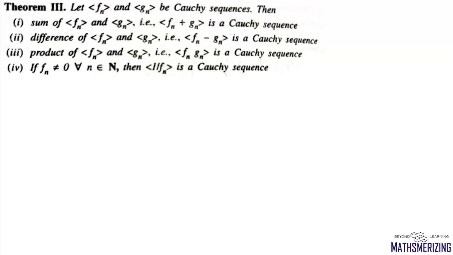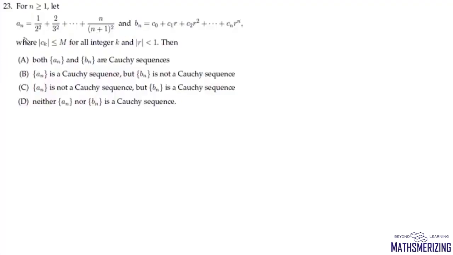Now there are some theorems on Cauchy sequences that say let fn and gn be two Cauchy sequences, then their sum will be a Cauchy sequence, their difference will also be a Cauchy sequence, their product will also be a Cauchy sequence, and if fn is unequal to 0, then 1 upon fn is also a Cauchy sequence. Now here the question is, we are given two sequences an and bn. Now this an is the summation k varies from 1 to n of k upon k plus 1 whole square.